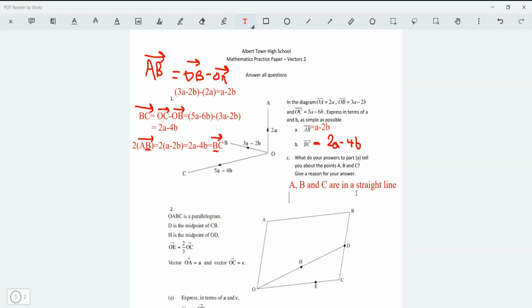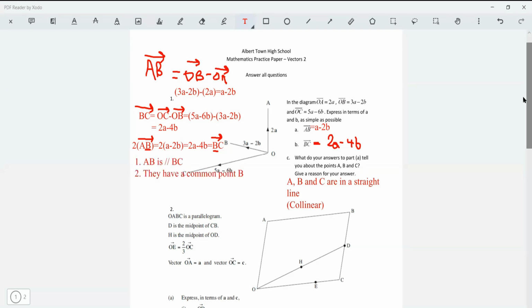And the reason for that is because they are collinear. Why are they collinear? Here are the reasons: number one, AB is parallel to BC. They are parallel because 2 of AB is equal to BC, and number two, they have a common point B. So we end up saying they are collinear. All right, so that's collinear.